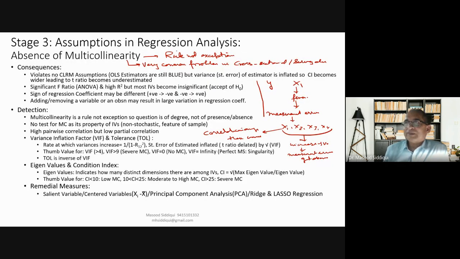So this is multicollinearity. Here it is written that multicollinearity is a rule, not an exception, right? And how does it happen? Because there is high correlation among variables. And what is the implication? That the variance or standard error of the estimate gets inflated, so a number of t ratios become underestimated. So overall, we have a high F value, high ANOVA value, high R square value, but most of the independent variables become insignificant. It is happening in our output.